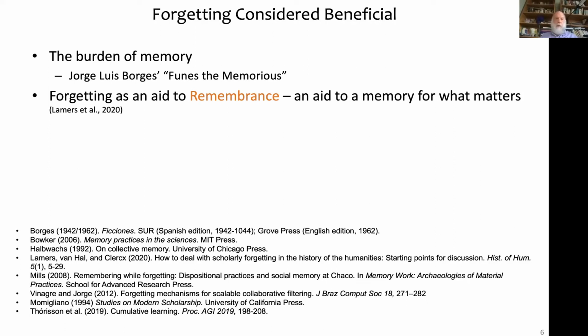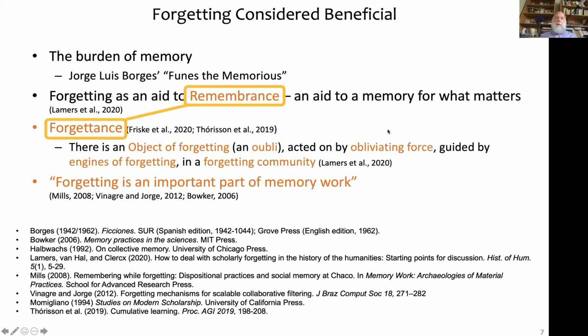Sometimes we remember more than we need. And so a bunch of people have talked about forgetting as an aid to remembrance, an aid to the practice of using memory for purposes that are useful to you or to your community. Well, if there's remembrance, there's also forgetfulness, although it's much less studied and much less talked about. And so as people try to be formal about this, they speak of an object of forgetting, which some people call an oubli, acted on by an obliviating force guided by engines of forgetting in a forgetting community. We might want to think a lot about the obliviating word, because it's going to come back during the talk.